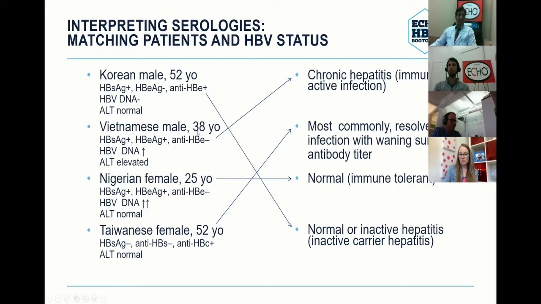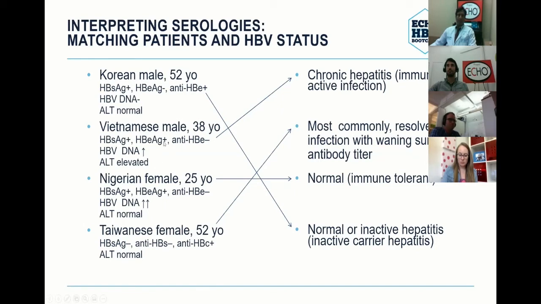The second patient is a 38-year-old Vietnamese man. He has hepatitis B surface antigen positive, E antigen is also positive, E antibody is negative, and hepatitis B DNA is elevated. And when we say elevated for a hepatitis B E antigen, we typically mean over 20,000 international units. And this patient also has ALT, which is elevated, meaning if it's a man, it's clearly over 30.